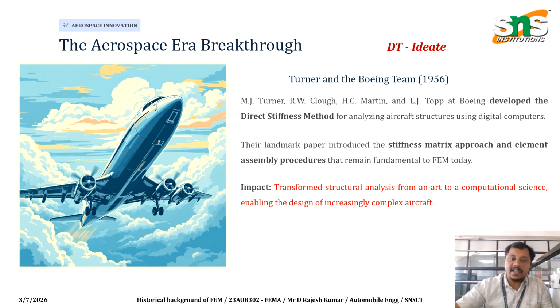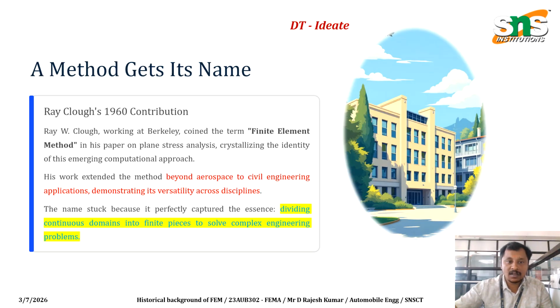So in Boeing, the aerospace team used finite element methods such as the direct stiffness method and stiffness matrix approach that we even use today in FEM. So that was the breakthrough in the year 1956. And in the year 1960, a mathematician whose name is Ray Clough proposed dividing continuous domains into finite pieces to solve complex engineering problems.